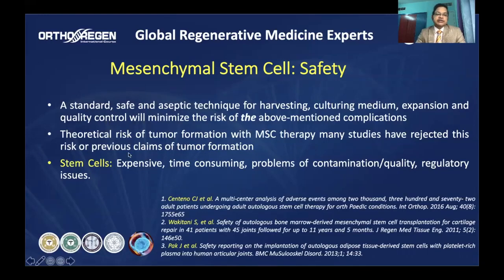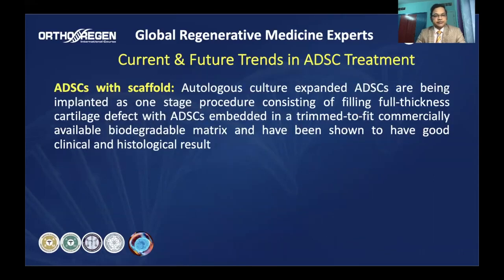Another issue with stem cells is that they are expensive. They take time, maybe 1 to 2 weeks. And of course, we need to control the quality of the cells in the lab, and there is the regulatory issue, because the FDA and usually the regulatory authorities don't allow stem cells for osteoarthritis or other musculoskeletal conditions.